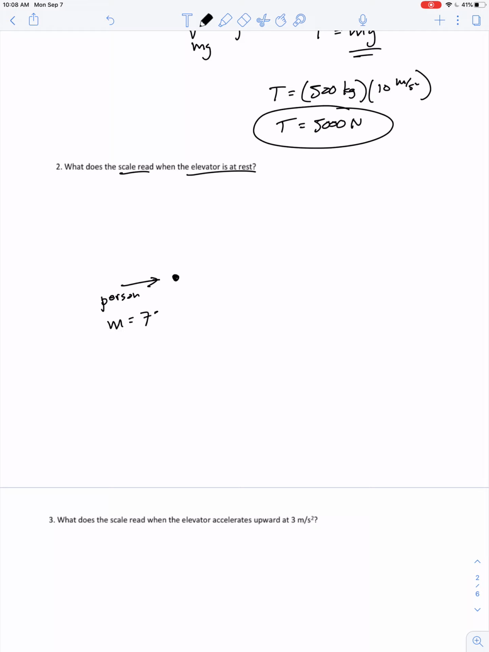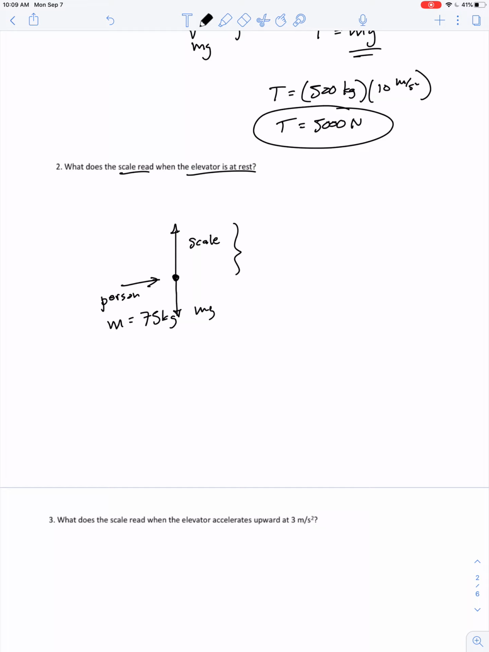So it's a mass of 75 kilograms. And again, there's an upward force. This time, the upward force is equivalent to the reading in the bathroom scale. And the downward force, again, is gravity.